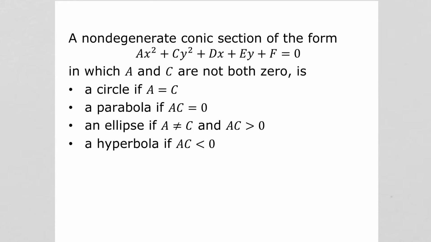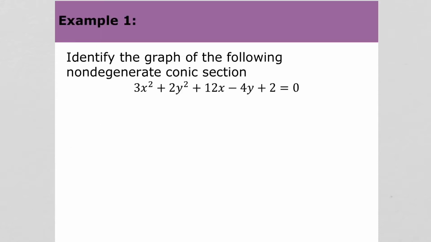If it ends up that a is equal to c, then we have a circle. If we multiply a times c and get 0, then we have a parabola. Basically, if a or c are 0, then it's a parabola. If a is not equal to c, but a times c is greater than 0, then we have an ellipse. And if a times c is less than 0, then the conic section is a hyperbola.